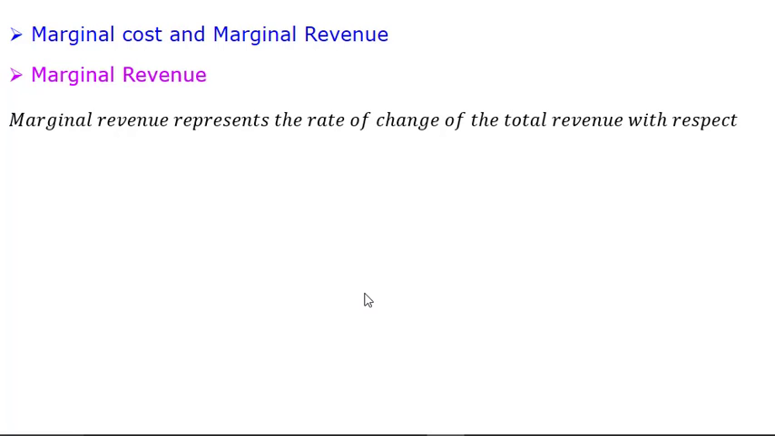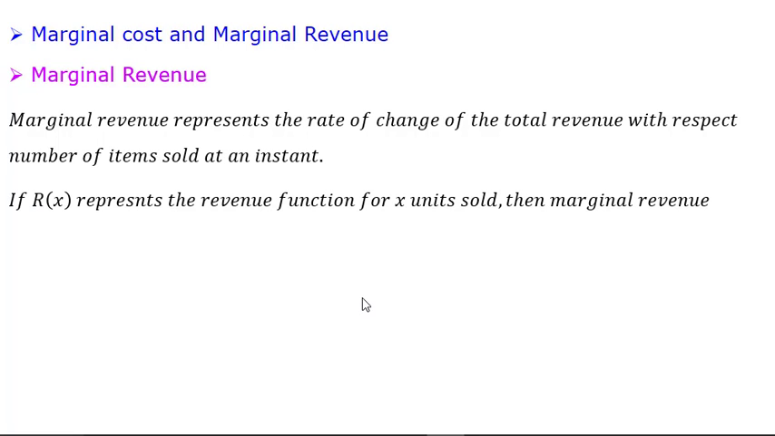Now in the same way, let us see what is marginal revenue. So marginal revenue represents the rate of change of total revenue with respect to number of items sold at an instant. Okay, so if R(x) represents the revenue function for x units sold, then marginal revenue is given by d upon dx of R(x).